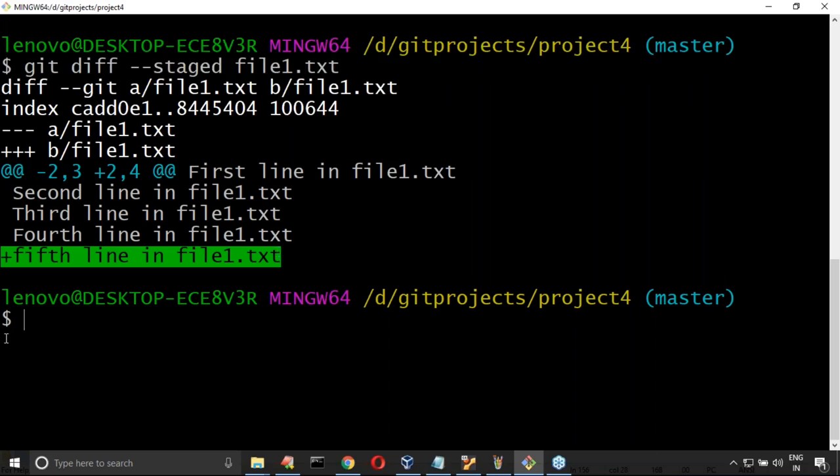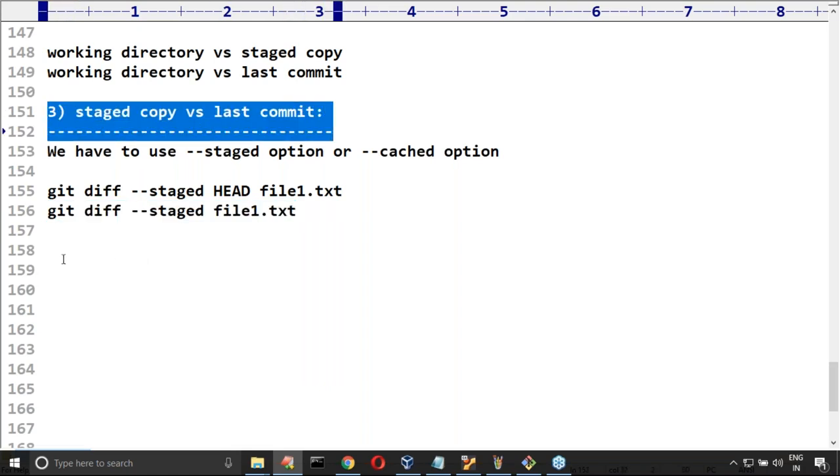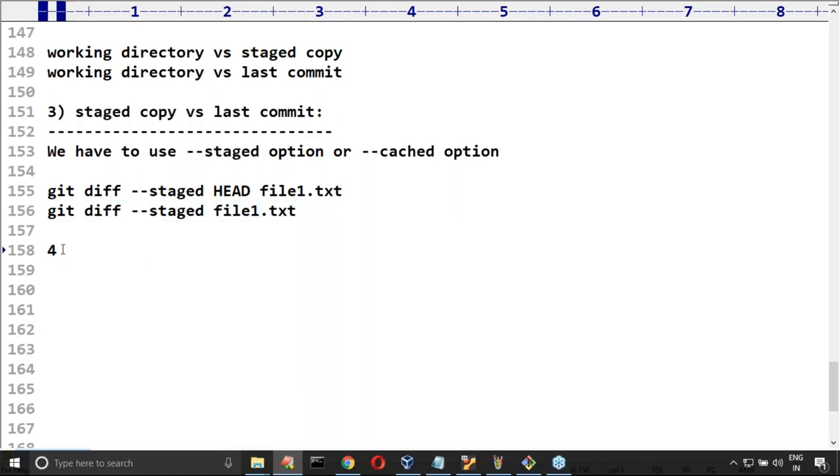Yes, is it the same or not? Yeah, this is what you should be aware of about staged copy versus last commit. Remember carefully about this one, sir. Okay, now the next thing I have to tell you is very, very important. Just observe carefully about the next one, sir.